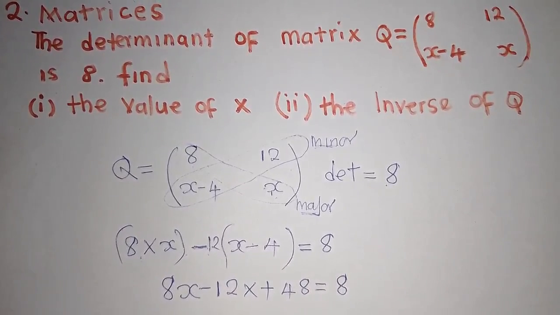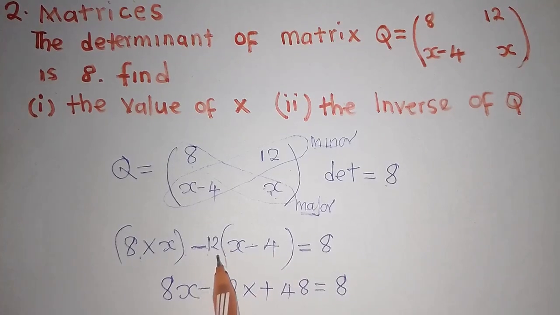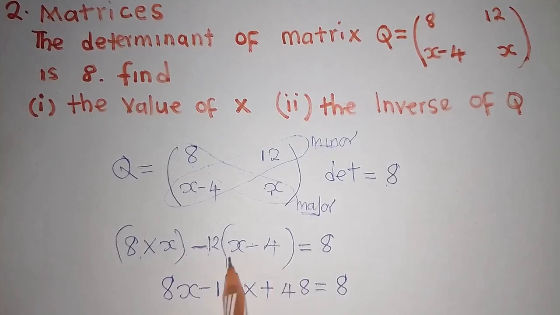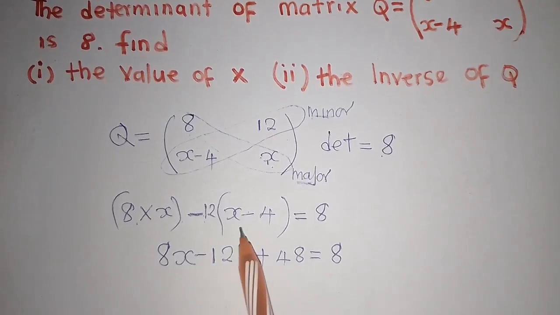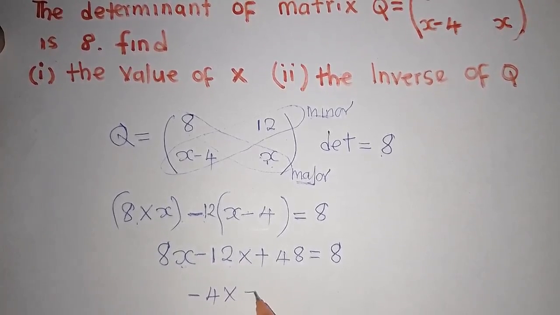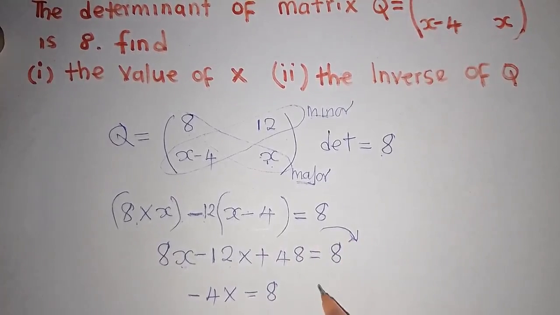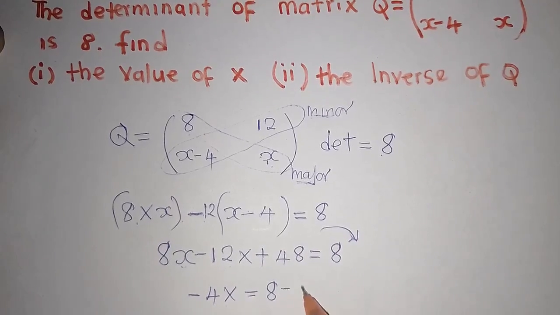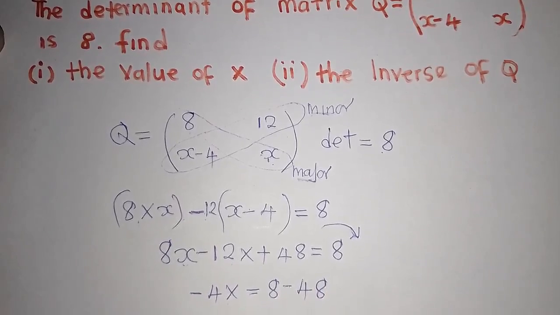Have you seen the way I've multiplied? I wrote this number outside here so that I multiply this properly. Whenever you see two terms here, you need to put this one outside so that you multiply these ones properly. So here you group like terms. You get negative 4x, which is equal to 8. When 48 goes to the other side, we're going to have negative 48.